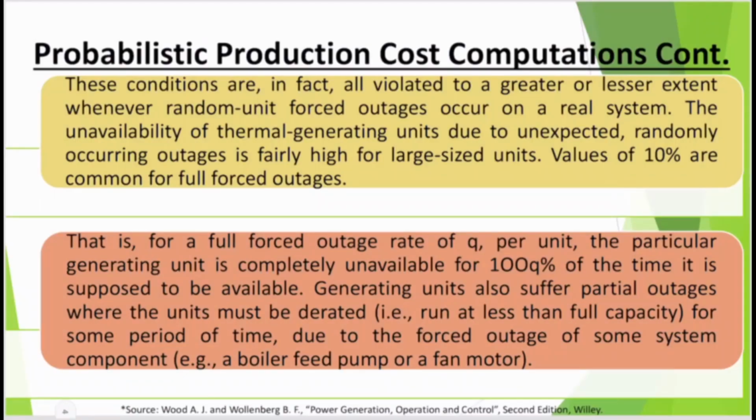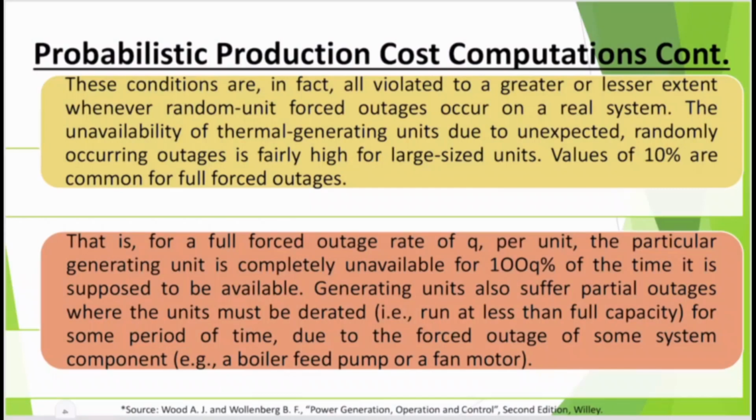Generating units also suffer partial outages where the unit must be derated. That means if it is supposed to produce X megawatt of power, due to certain outages we say it can only produce 0.6X megawatts. It means it is not completely off, but the magnitude of generation is reduced by 40%. So that is also a partial outage system we consider in our economic dispatch studies.